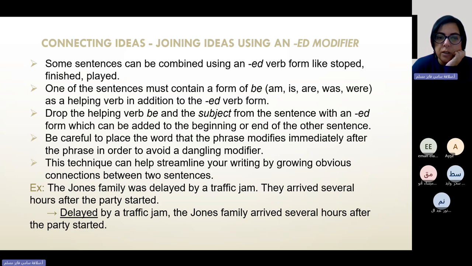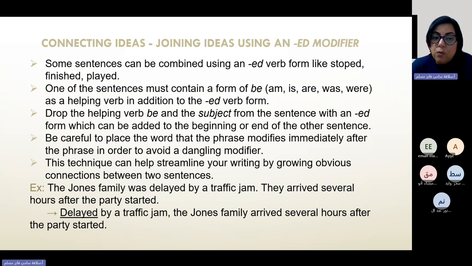Okay? So we have the present participle and the past participle. Drop the helping verb be. To make a modification or to have variety, you can drop the helping verb be and the subject from the sentence with an ed form, which can be added to the beginning or end of a sentence. Like the ing modifier, an ed modifier can be placed at the beginning of the sentence and can be placed at the end of a sentence.